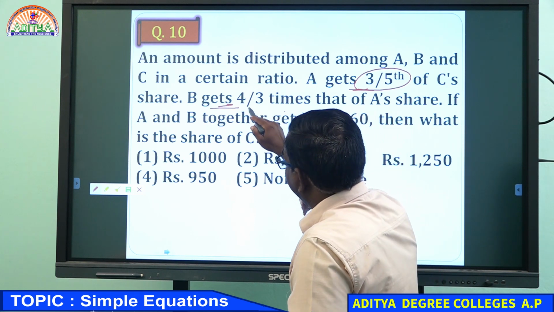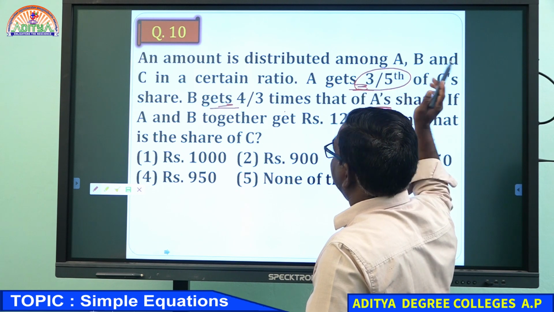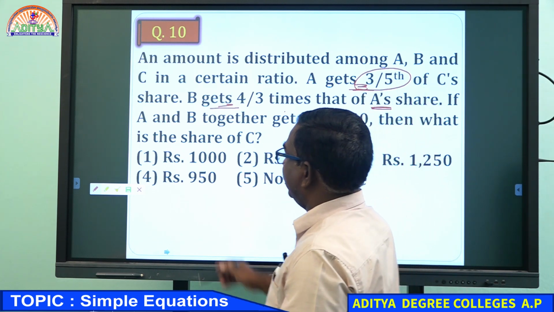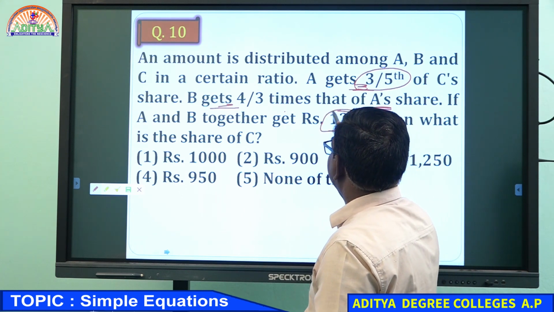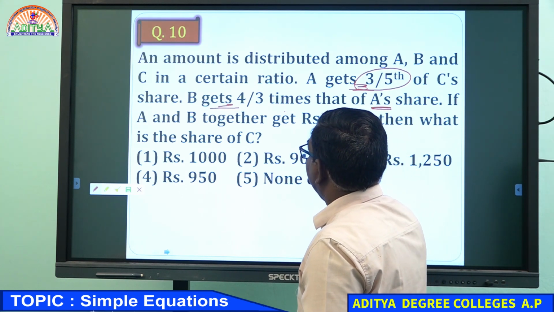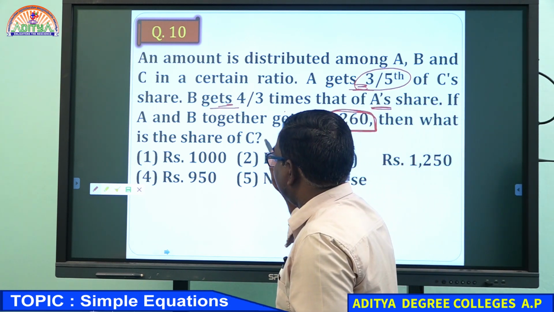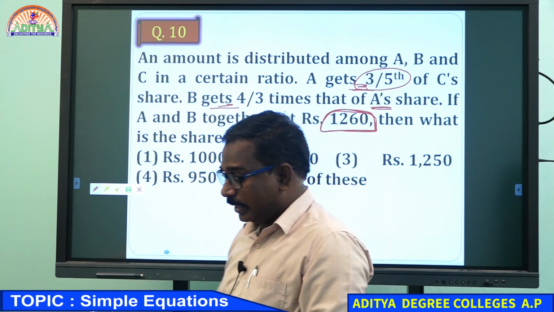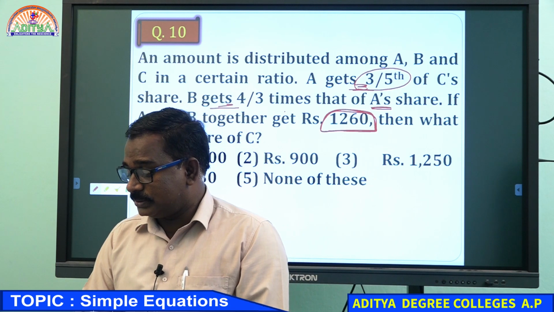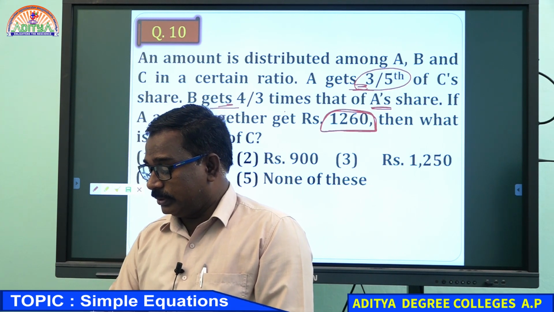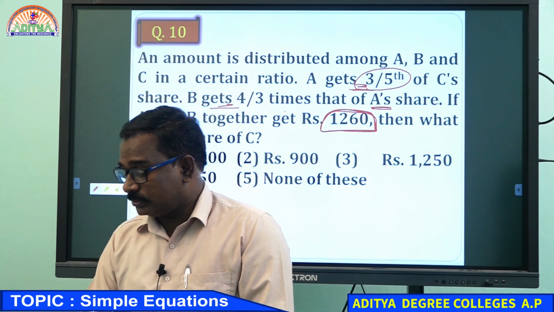So B's part is given using A's share, and A's share is given using C's share. Now he is asking: A and B together get 1260 rupees. What is the share of C? He is asking what is the share of C. Will you think for 1 minute, 1 second or 2 seconds? We can do it as quickly as possible. Right? Make it fast.